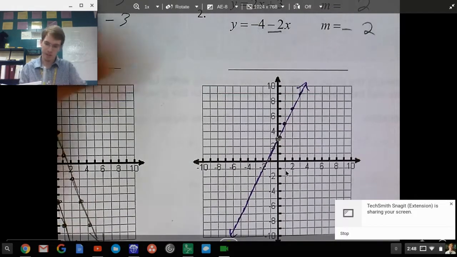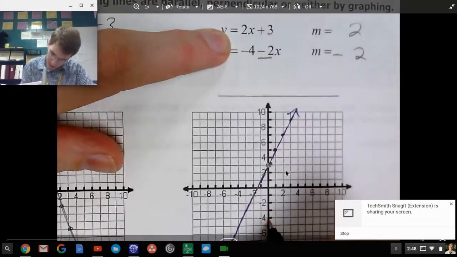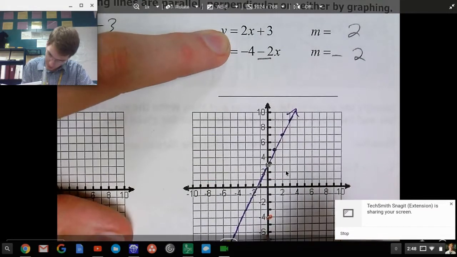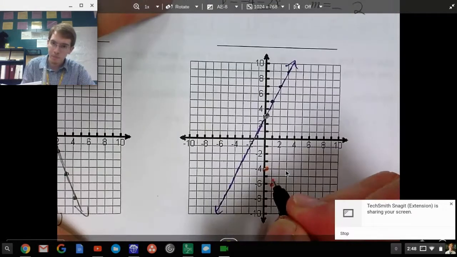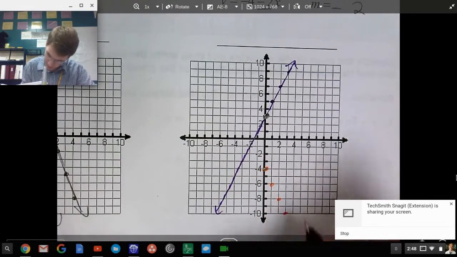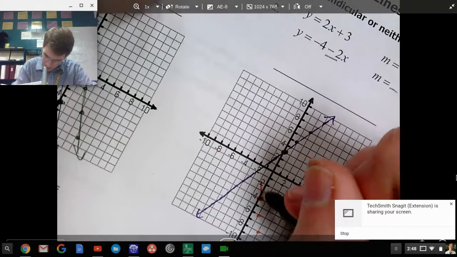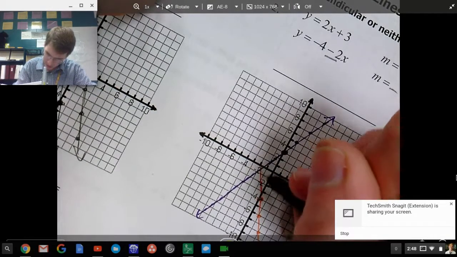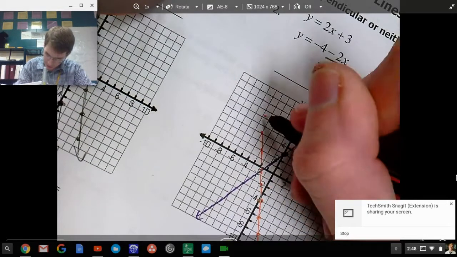And that second one, I'm going to start at negative 4. So I'll start at 0, negative 4, and it's a negative 2, so I'm going to go down 2 to the right, down 2 to the right 1, down 2 to the right 1, and it'll look something like this.